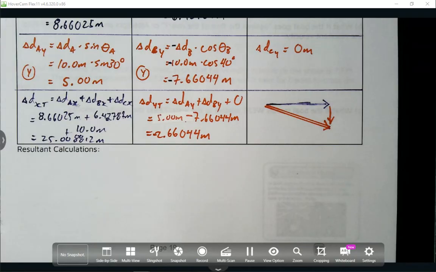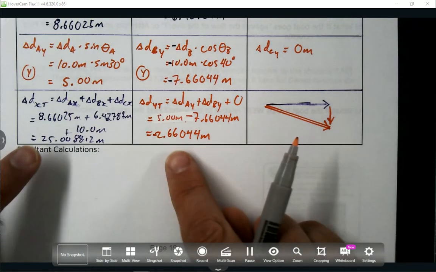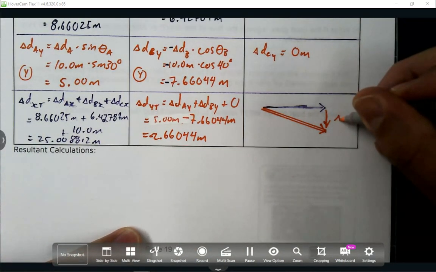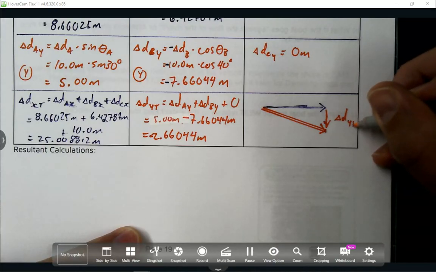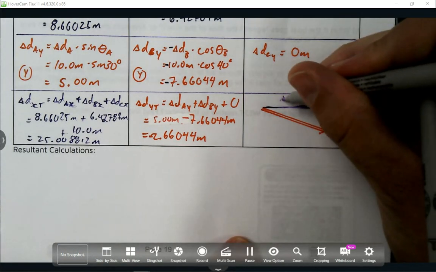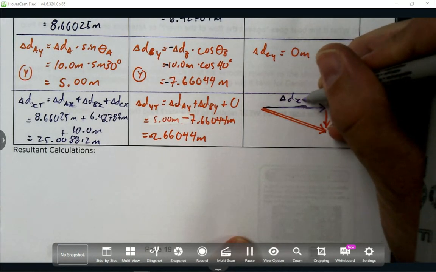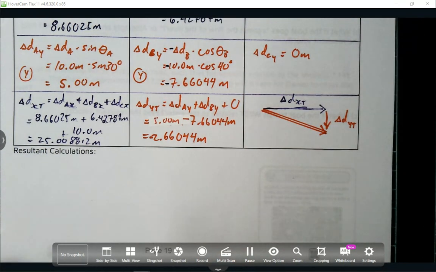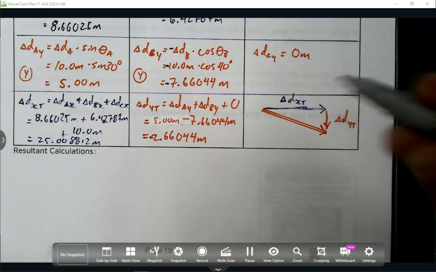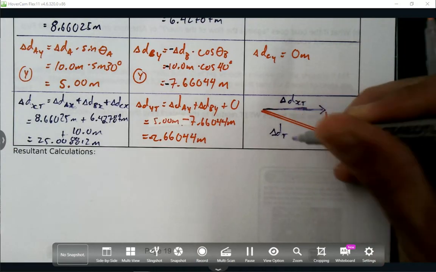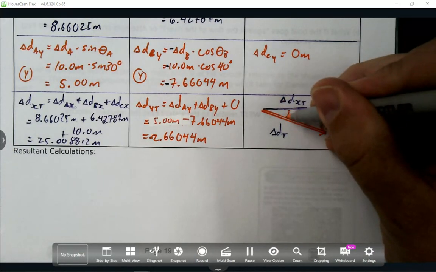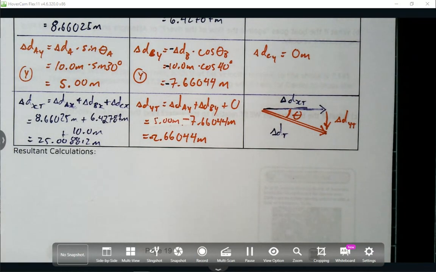This is just a right angle triangle where we're going to take these two values that we know, delta d y total and delta d x total, and what we're going to do is find out what delta d total is and the angle at which it goes off, using SOHCAHTOA and the Pythagorean theorem. We should be able to do this, no problem.